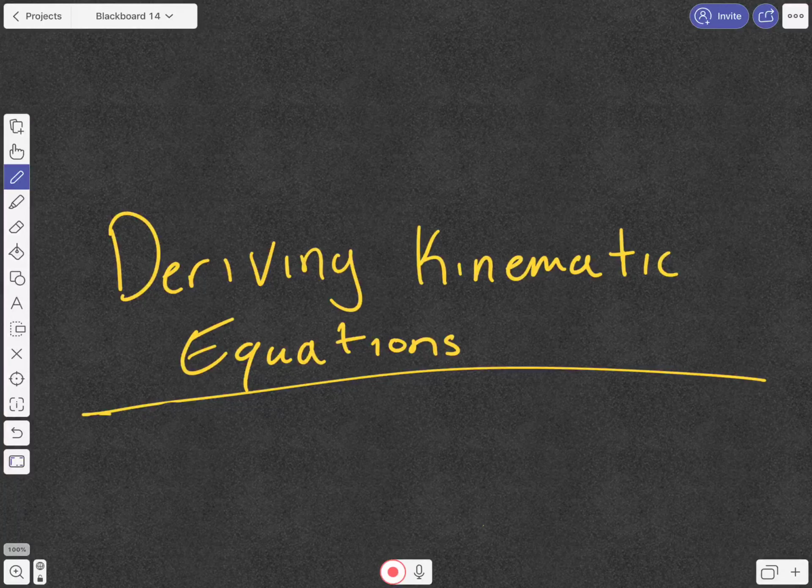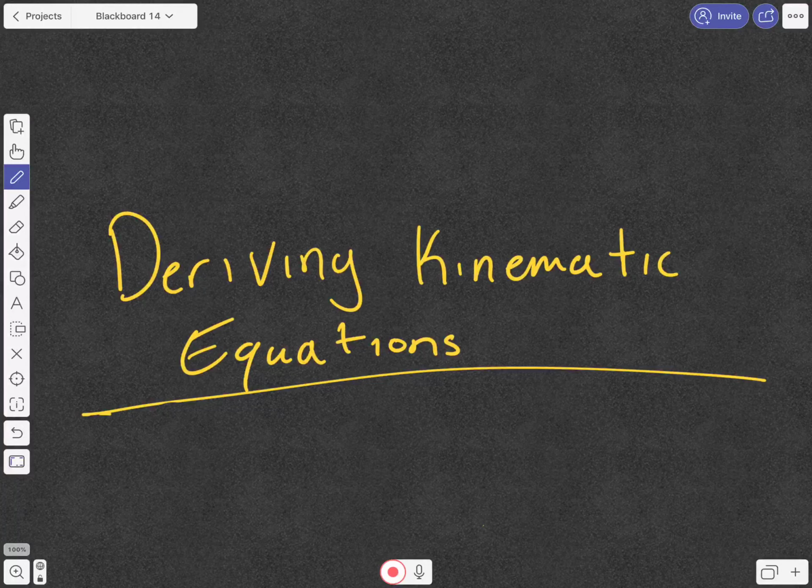So today we're going to be deriving kinematic equations. I really like this part of physics because it actually allows us to see behind the curtain a little bit. A lot of times science seems like magic, and this allows us to see where some of these formulas come from. If you're really interested in physics, this is going to be especially helpful if you go into AP physics and then on.